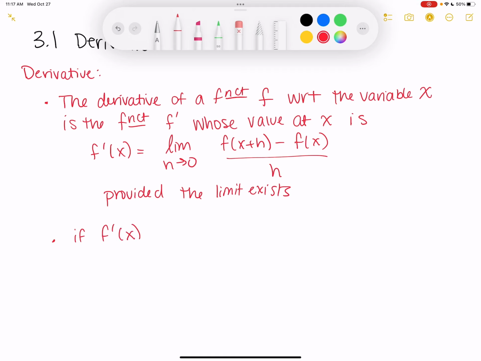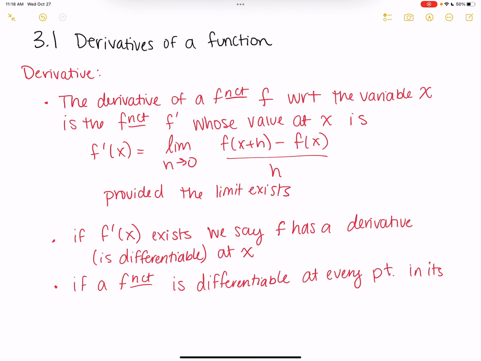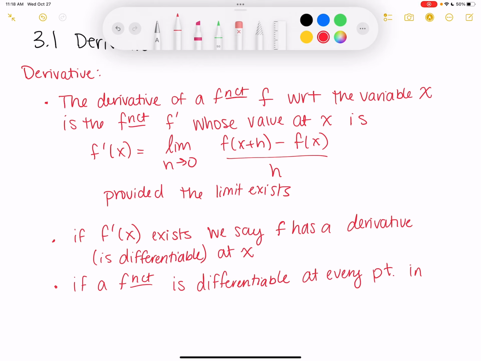If f prime of x exists, we say f has a derivative, or we can say it is differentiable at x, and if a function is differentiable at every point in its domain, it is a differentiable function.